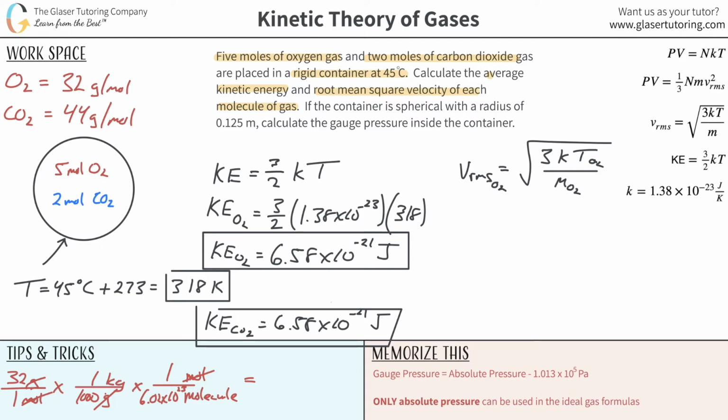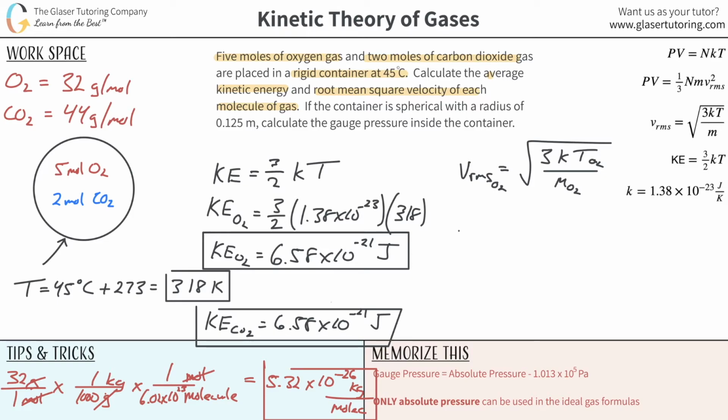We need the mass of a single molecule. So 32 divided by 1,000 times 6.02 times 10 to the 23rd. This is going to be about 5.32 times 10 raised to the negative 26th, and that is kilogram per molecule. And when you plug in the value here, we're just going to plug in kilogram, because we're talking about the mass of a single oxygen molecule.